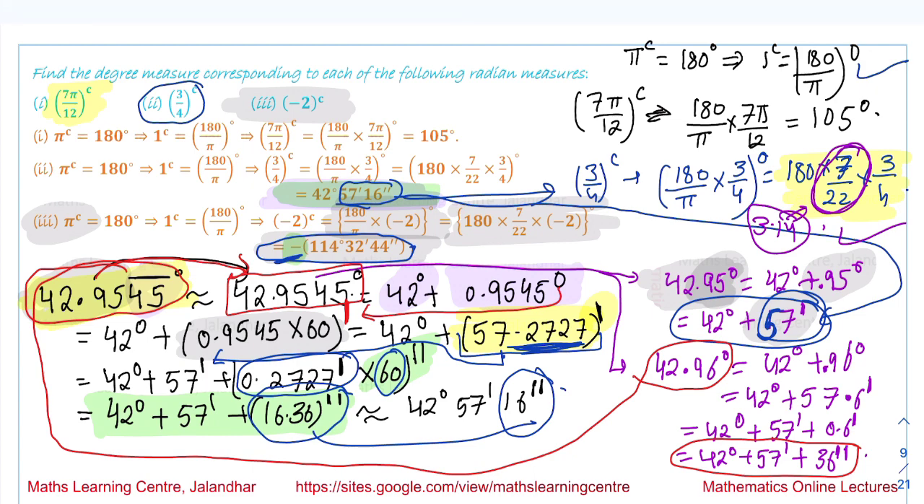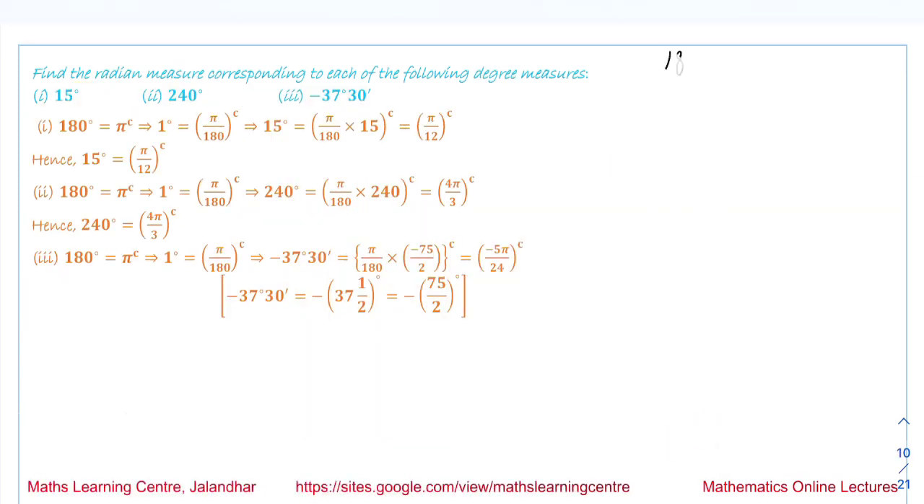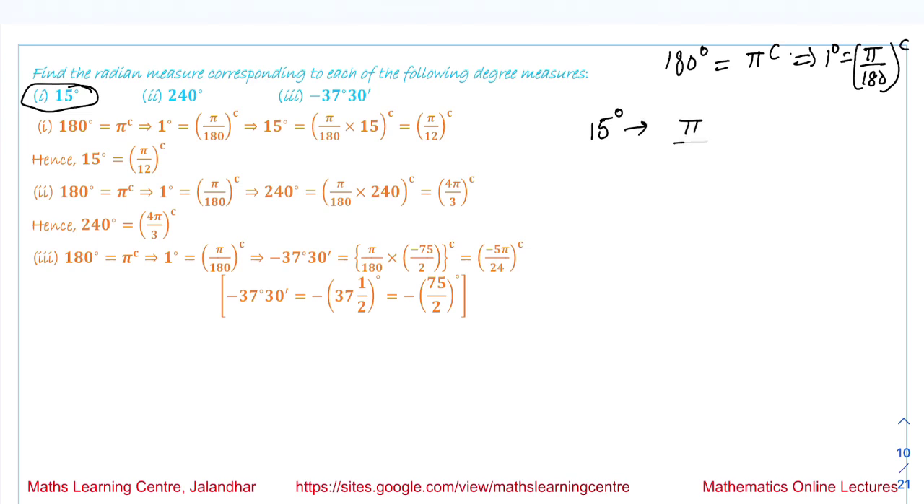Next is, find the radian measure corresponding to each of the following degree measures. Now we have to convert the degrees to radians, and we know that 180 degree is equal to pi radians. It means 1 degree is equal to pi by 180 radians. Now the first part we have is 15 degree. So the answer corresponding to 15 degree is pi by 180 into 15, and that comes out to be pi by 12 radians.